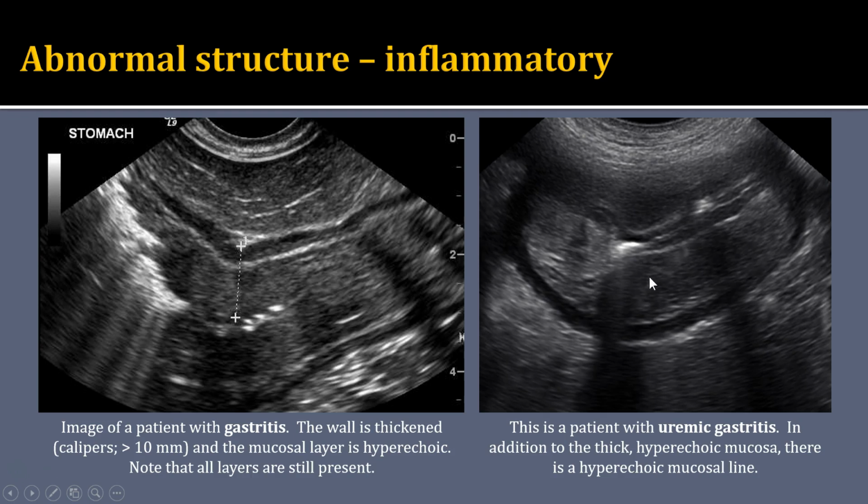And then the mucosa has a little bit of shadowing associated with it, because I think not only is there some gas, but sometimes they can get some mineralization of the mucosal surface. So thickened, hyperechoic mucosa, still see submucosa, muscularis, and serosa. So wall layering intact.